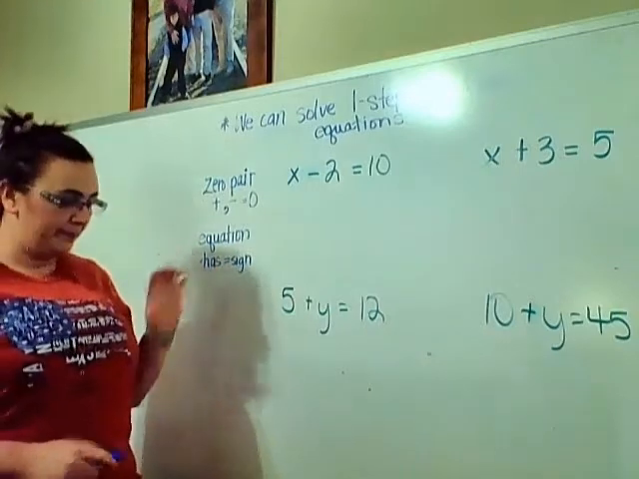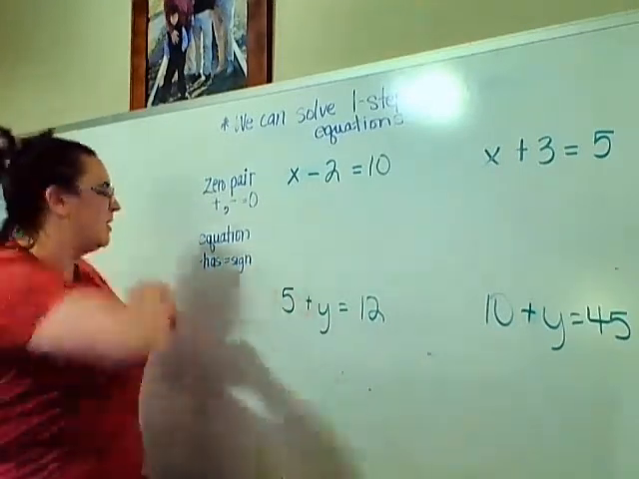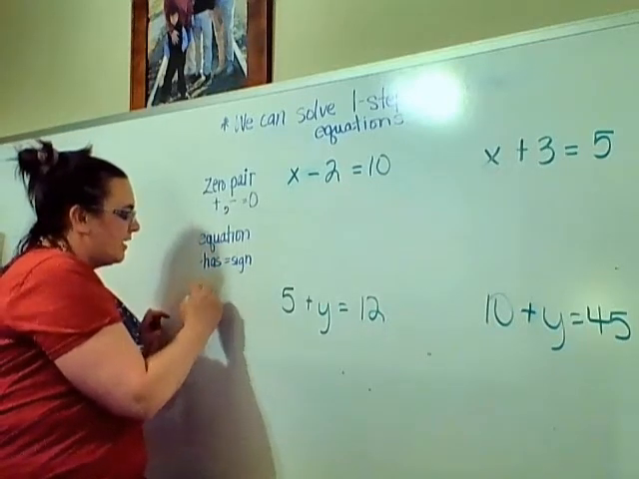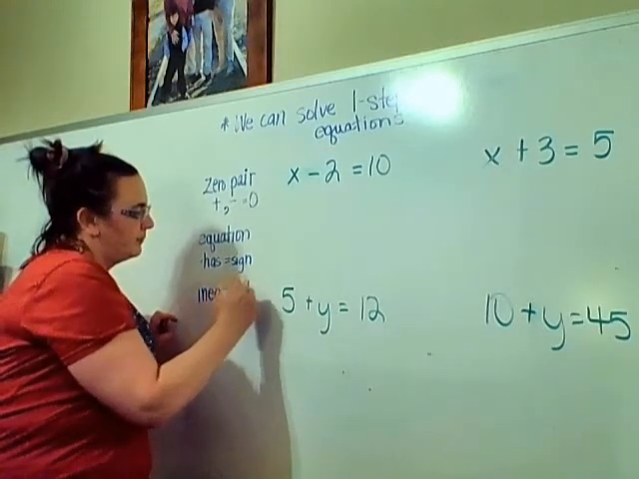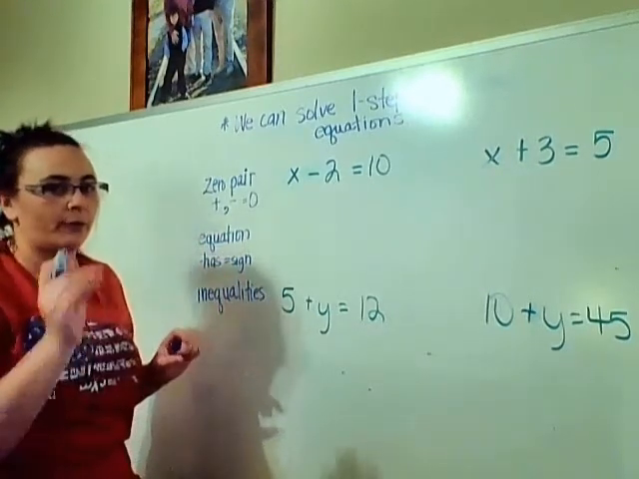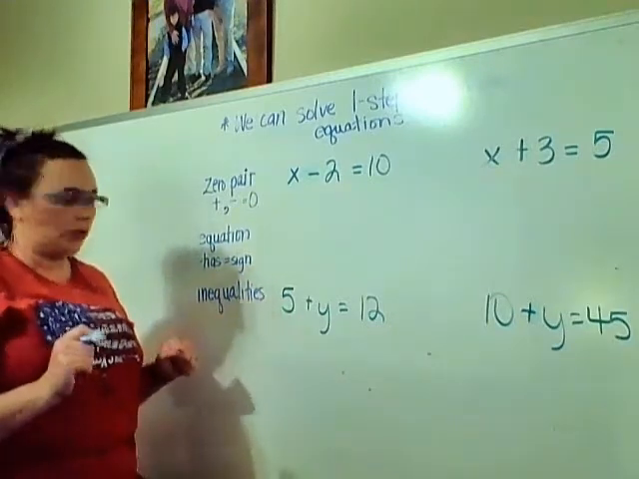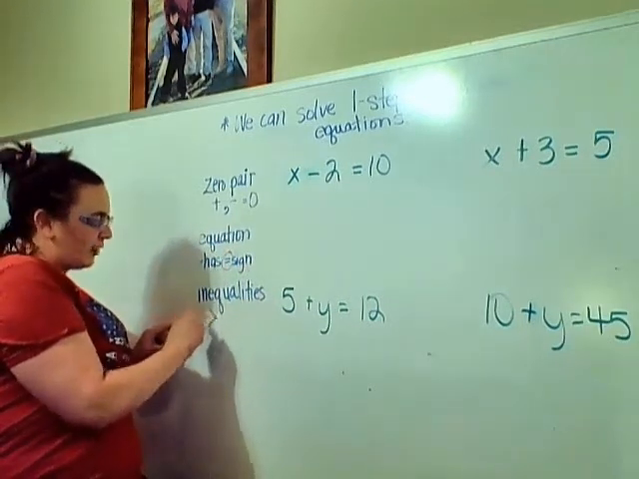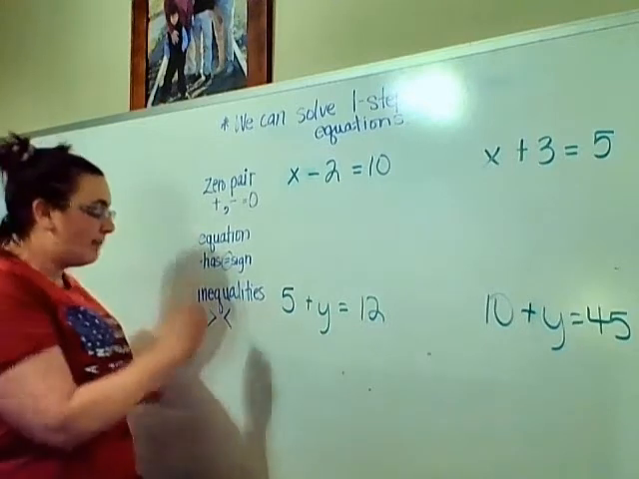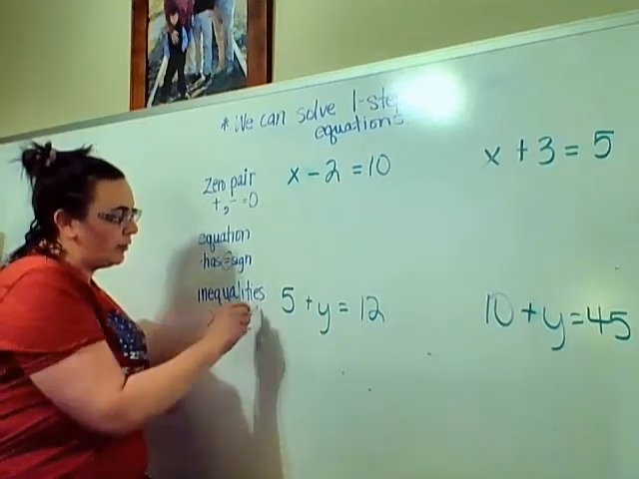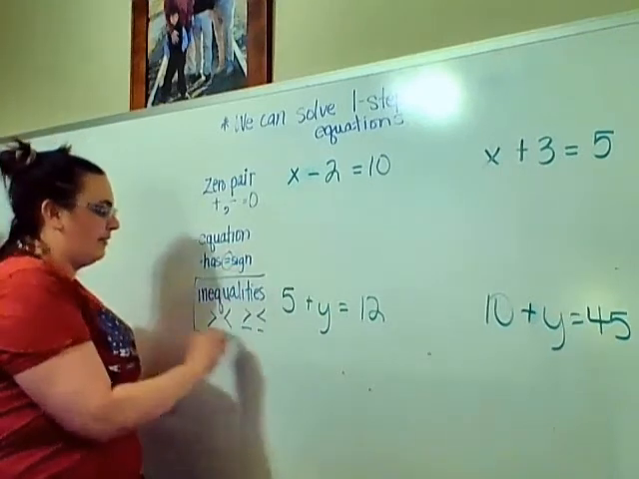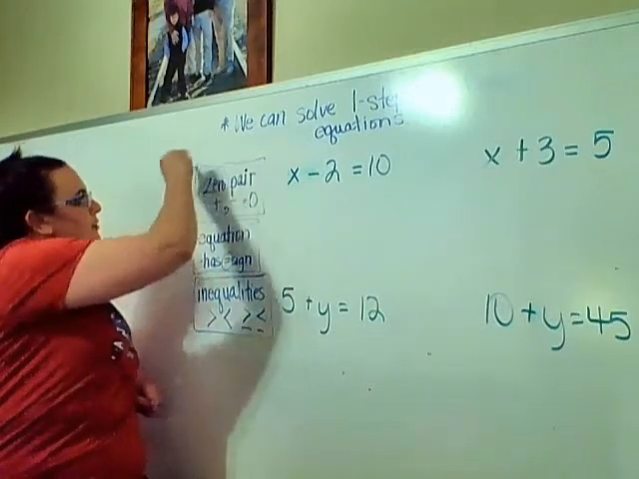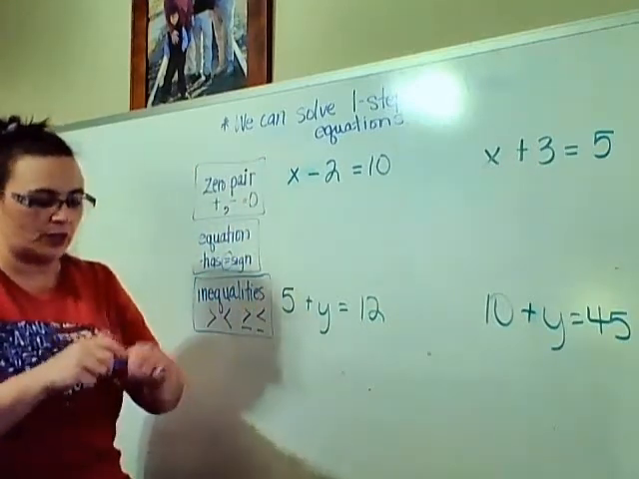An equation has an equal sign like these. We also may be able to look at inequalities, which we briefly talked about before pandemonium took place. So an equation has an equal sign. Inequalities have greater than or less than. They might even have greater than or equal to or less than or equal to. So we have inequalities, we have equations, and we have zero pairs. Those are some vocabulary words for you to know.